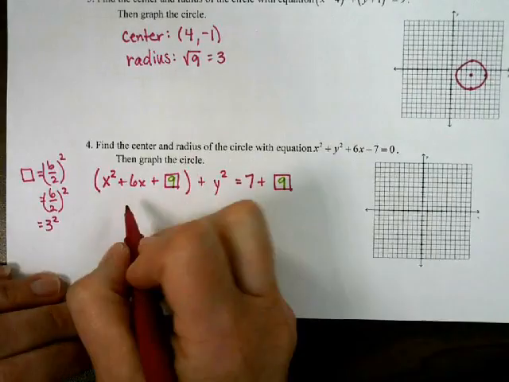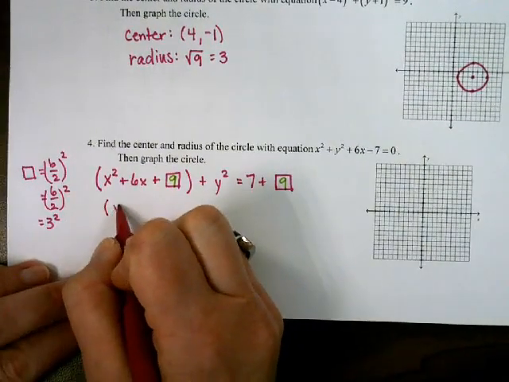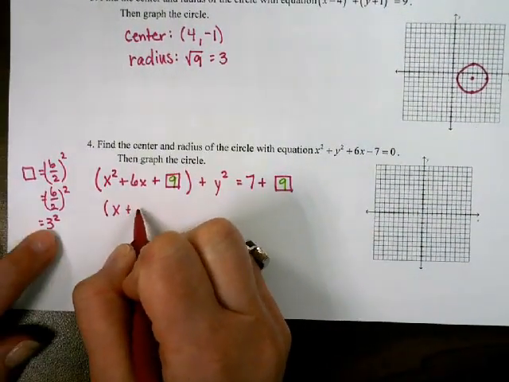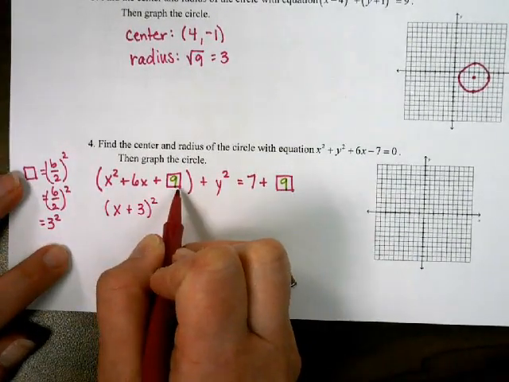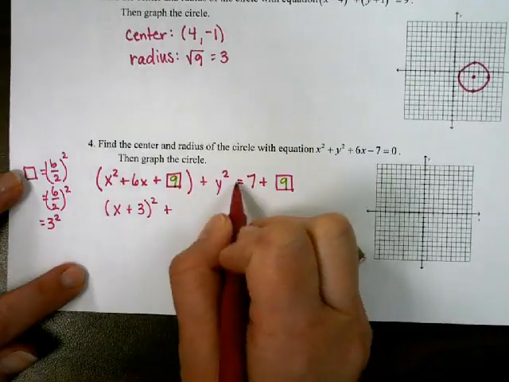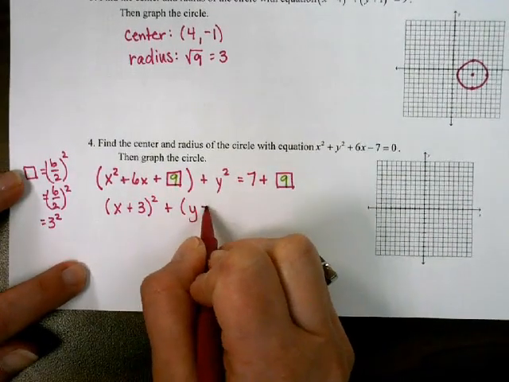Alright, we're forcing this guy to factor. X plus 3 squared. That's how that guy factors. X plus 3, x plus 3. Plus, I don't have to complete the square with this guy. I can just put a 0 in.